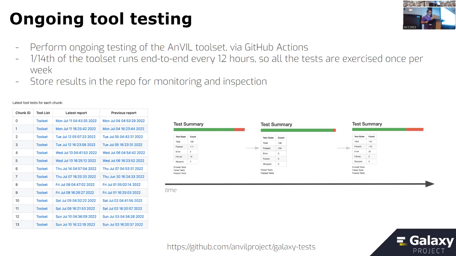You can see on the left, there are the reports for all of these. It breaks this list of tools into 14 groups and runs the tests twice a day. So over the course of one week, it tests all 14 chunks. So every week it tests all tools available on these instances. And then it stores these results on the README so that you can access the results at any time for any given test.